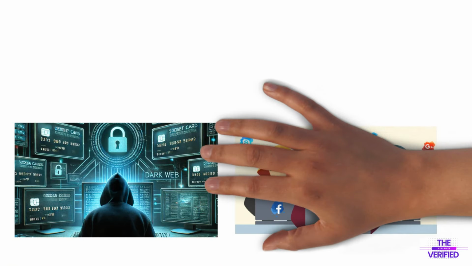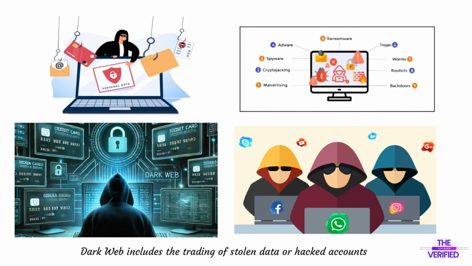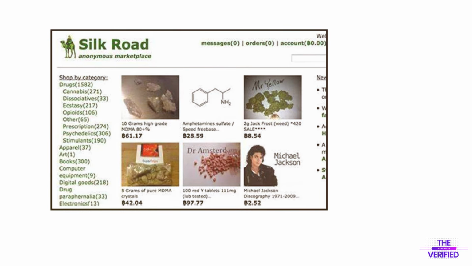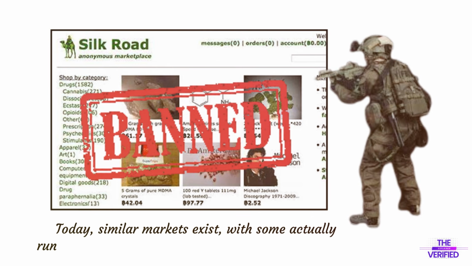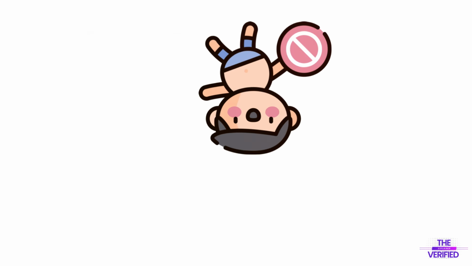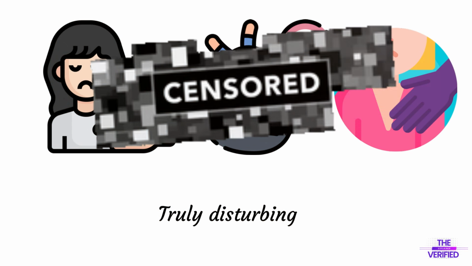Common material on the dark web includes the trading of stolen data or hacked accounts, often obtained through phishing or malware. Black markets like Silk Road, which once sold drugs, weapons, and counterfeit documents, were shut down by the FBI in 2013. Today, similar markets exist, with some actually run by undercover government agents to trap criminals. Other dirty works include distributing truly disturbing material that cannot be detailed here.